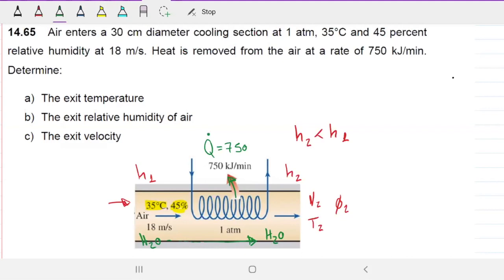So that means that the actual quantity of mass that we know is going to be the specific humidity, also called absolute humidity, right? Specific humidity or absolute humidity has to be the same. So whatever omega is on the left side has to be the same as omega on the second side. So as long as we can find the enthalpy h2, we can combine those two things to find all the properties that we want for the right-hand side.